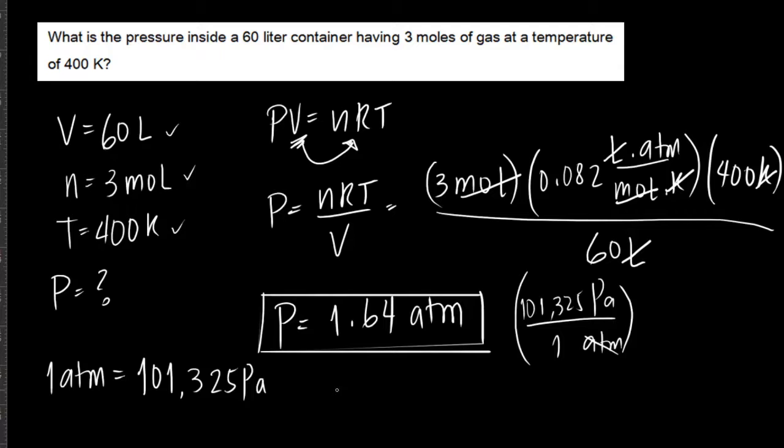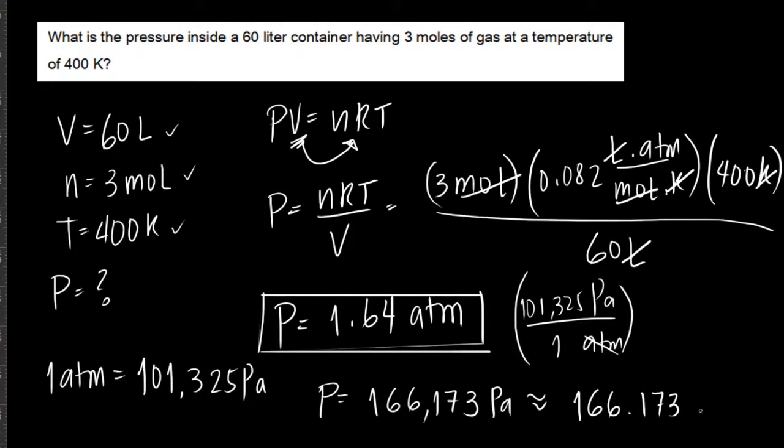So we multiply. P now in pascals is 101,325 times 1.64. And that is 166,173 pascals or 173 kilopascals. So either of them will work. But yep, it's not being asked, so you can live with 1.64.